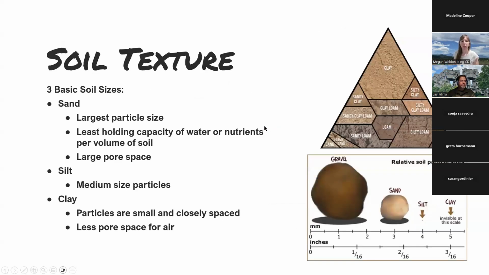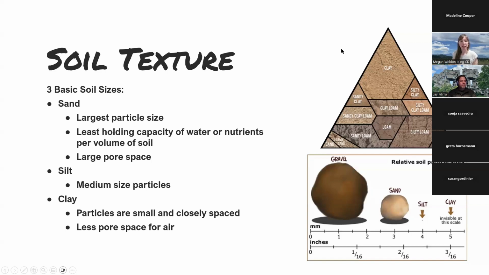So from there, we kind of jump into soil texture. There's three basic soil sizes. There's sand, which is the largest particle size and has the least water holding capacity or ability to hold nutrients in soil. So when you think about the sand at the beach, after the ocean recedes back, when the tide goes out, how quickly that sand dries up, it's not very good at holding water. And it also has large pore space. So essentially the space around the sand particles is large.